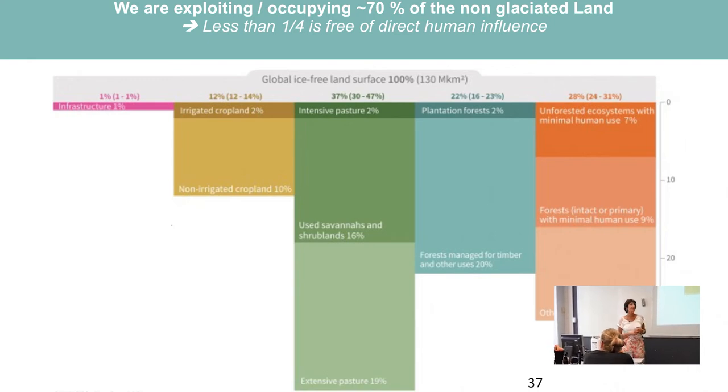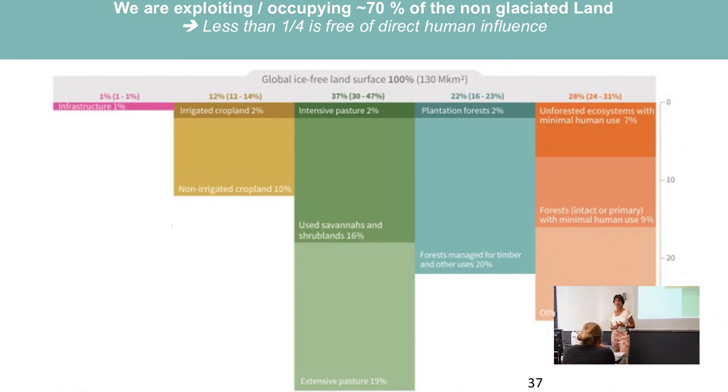So that 70% includes industrial and agricultural production, or is it just farming? No, it includes everything we need to live. Okay. No, everything we need to live, even industrial production. Exactly.